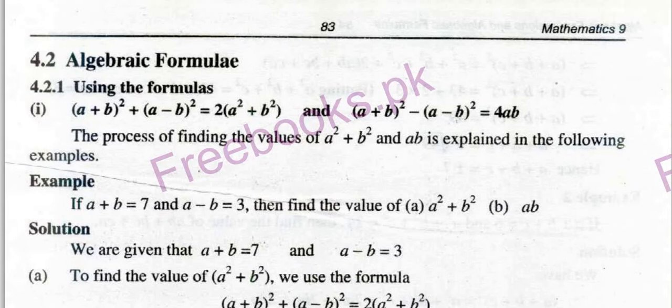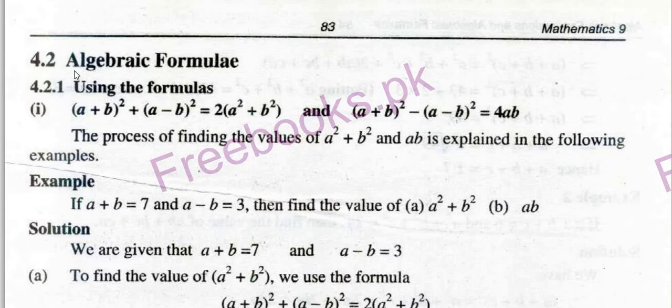First one is (a + b)² + (a − b)² = 2(a² + b²). And the second is (a + b)² − (a − b)² = 4ab. Now these are the formulas. The process of finding the values of a² + b² and ab is explained in the following examples.